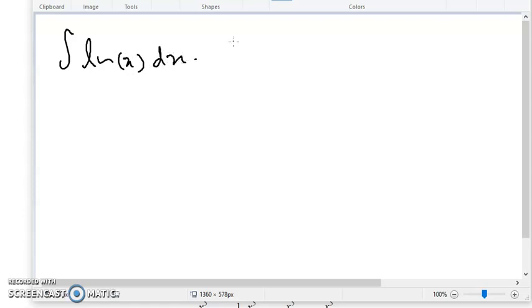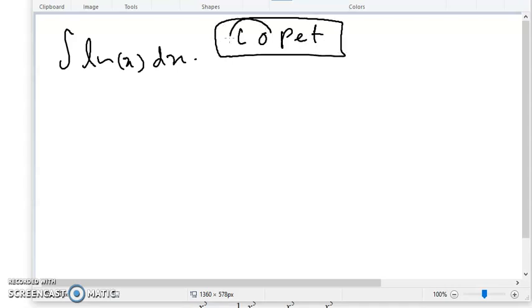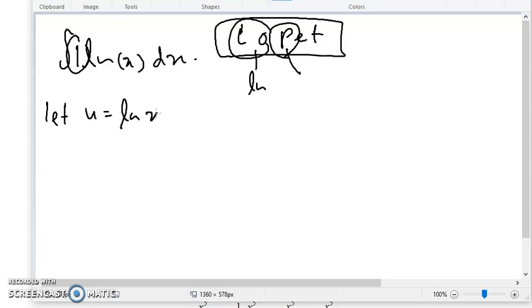But actually, by referring to the LOGPAD, we have ln here, which is logarithm. And another one, actually we have another function, which is the constant 1 here. We are going to represent the constant 1 as a polynomial. So if you try to look here, we are going to let u be equal to ln x, and dv is equal to 1 dx.